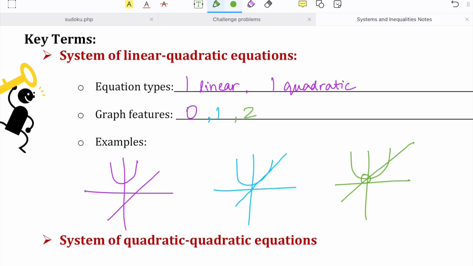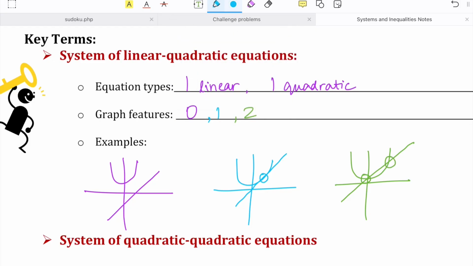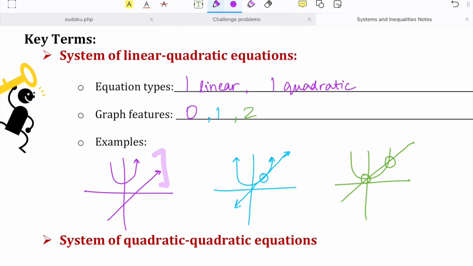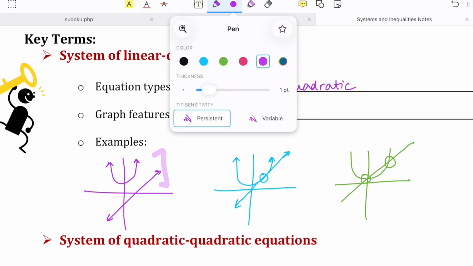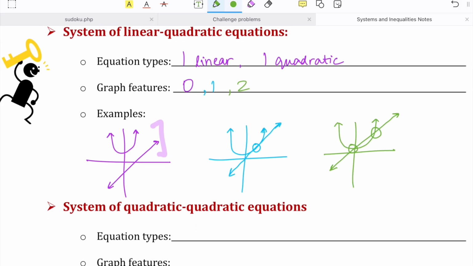The solutions are over here, so your points of intersection. You only have one point of intersection here, and you have zero over here because they're not intersecting at all. They never will, right? Just make sure that you have arrows at the end of your graphs whenever you draw them. In the review, I did mention don't forget about the arrows.